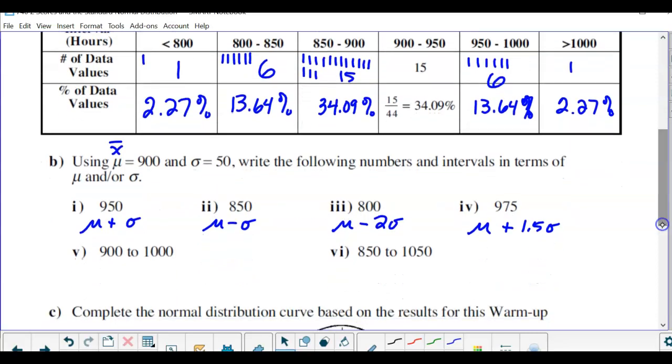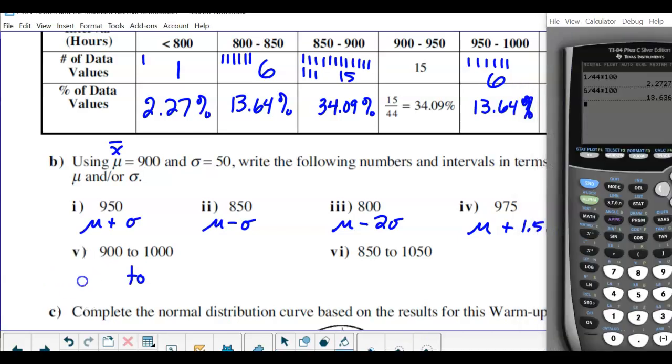Now, the next part says 900 to 1,000. Basically, show that interval. So here, we'll keep the word 2. This would be mu, actually just mu, sorry, because 900 is the mean. Then 1,000 is mu plus 2 standard deviations, because 2 times 50 is 100.